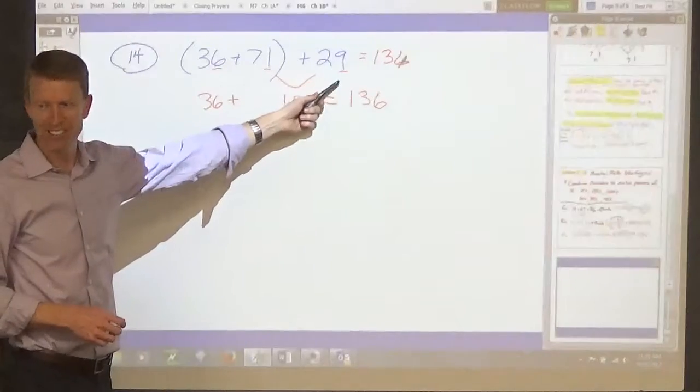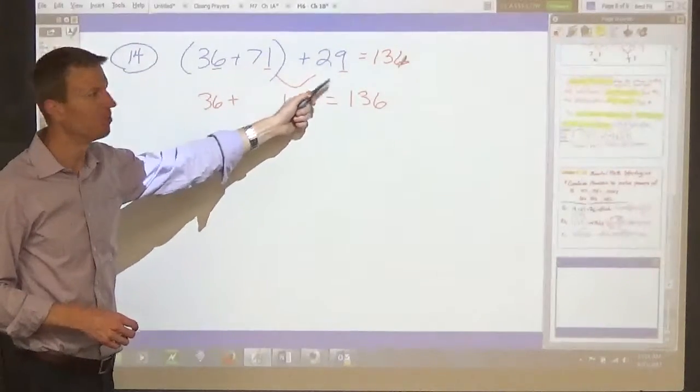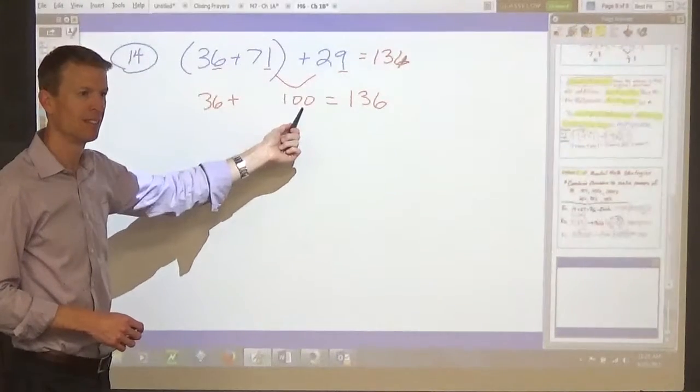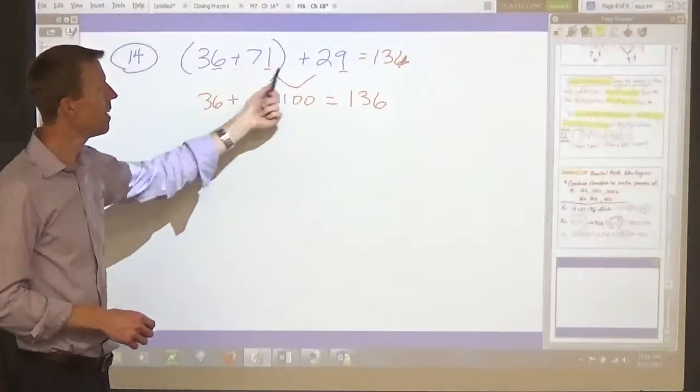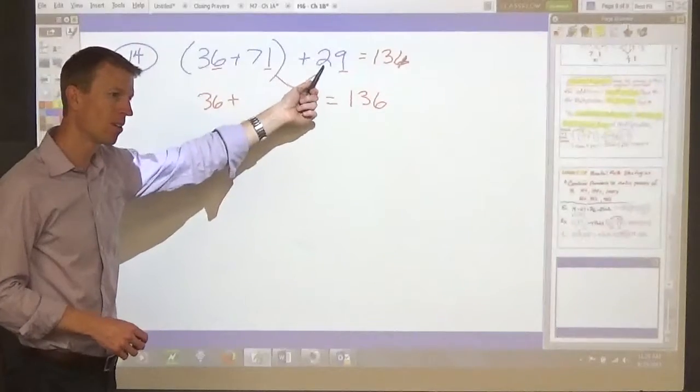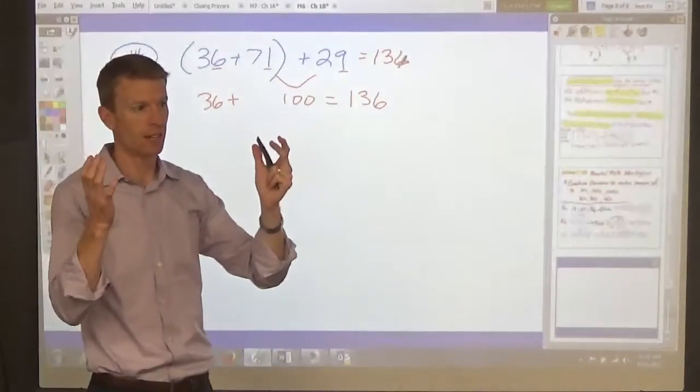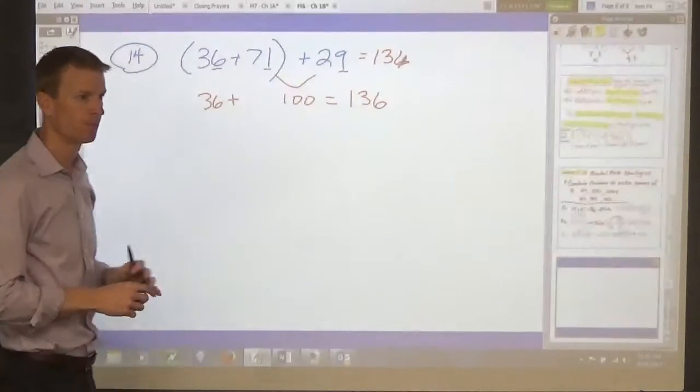We know it's 136, right? But if you make 100 first, then it's pretty easy to add these two. Okay? You could do this mentally by just doing it in that order. But since we can use the associative property, let's use it. And add these two first. Okay?